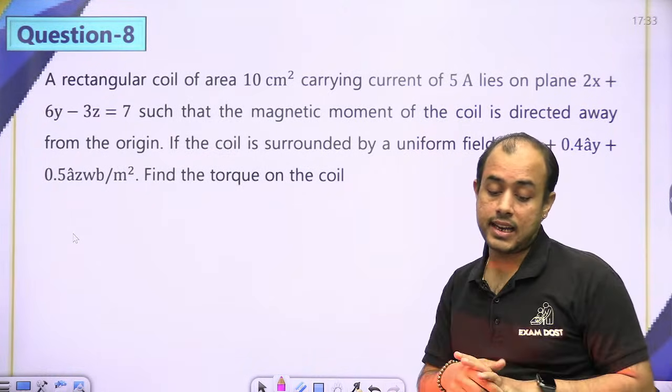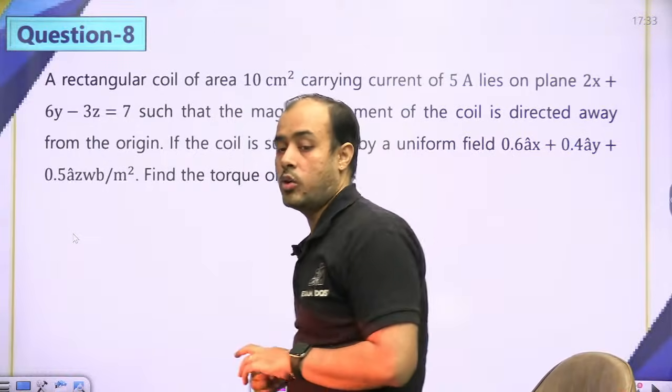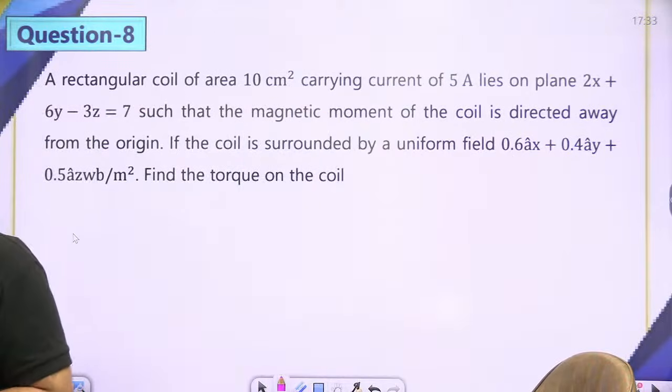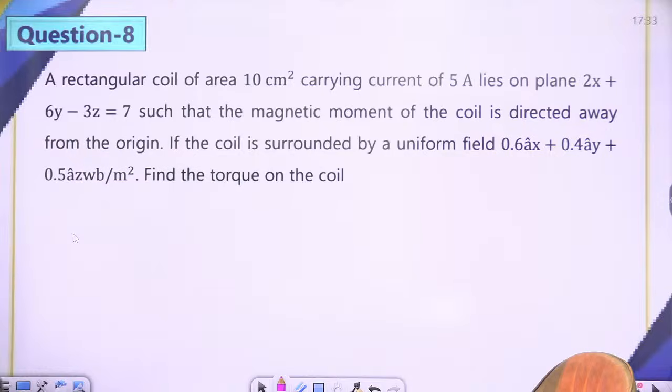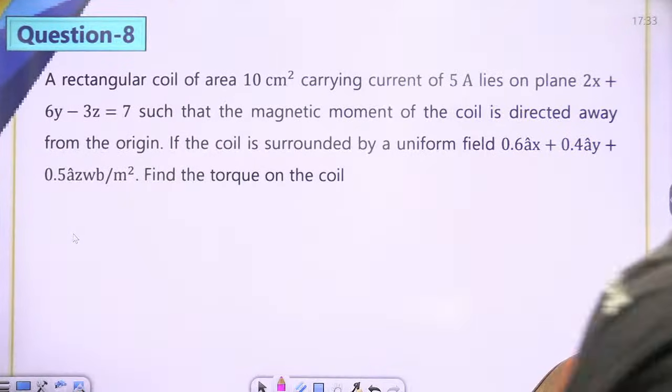चलिए टॉर्क निकालना है बेटा. वेरी इजी क्वेश्चन. First find the magnetic dipole moment, then calculate the torque. निकालिए.